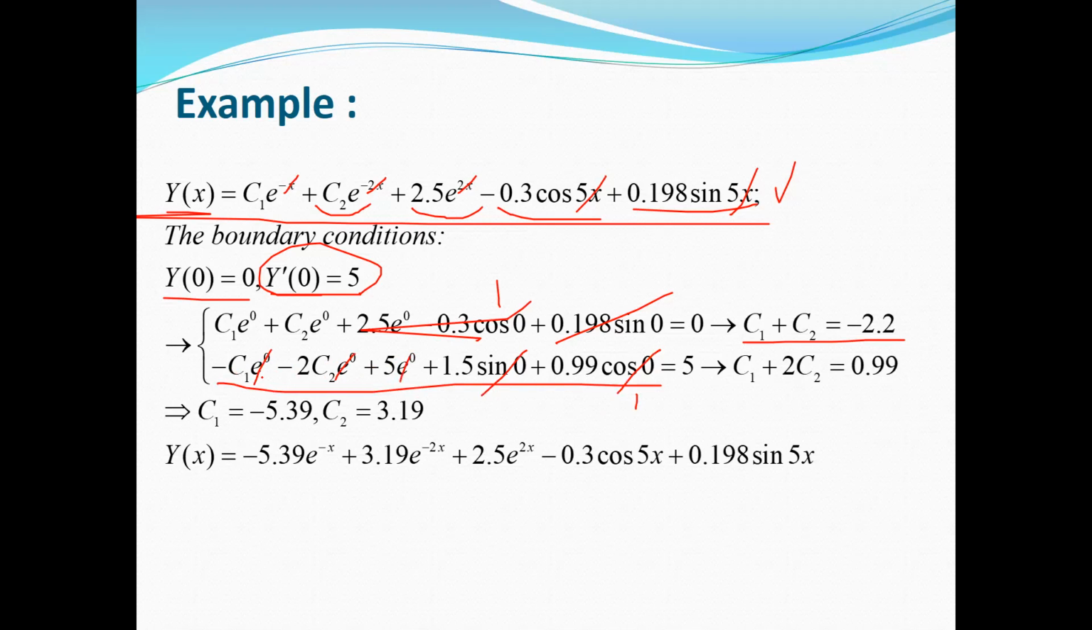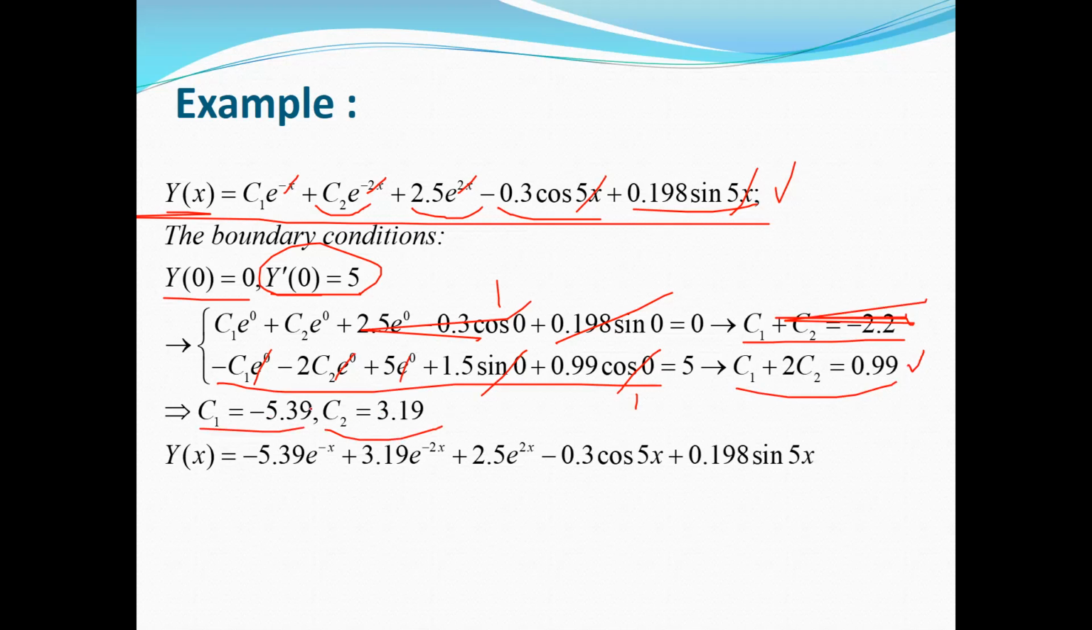So we will have minus c1 minus 2 times c2 plus 5 plus 0.99 is equal to 5. And if you simplify this term, you can extract the second equation, c1 plus 2c2 is equal to 0.99. By solving these two equations, equations 1 and 2, you can obtain that c1 is equal to minus 5.39 and c2 is equal to 3.19.